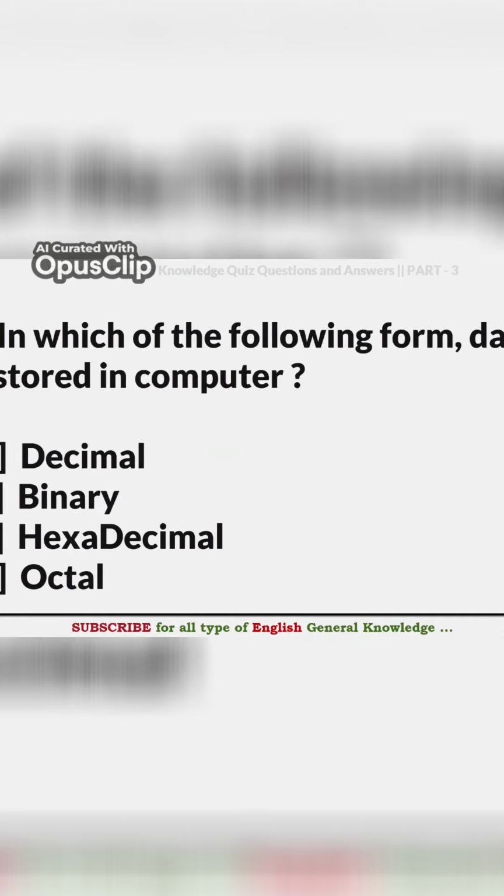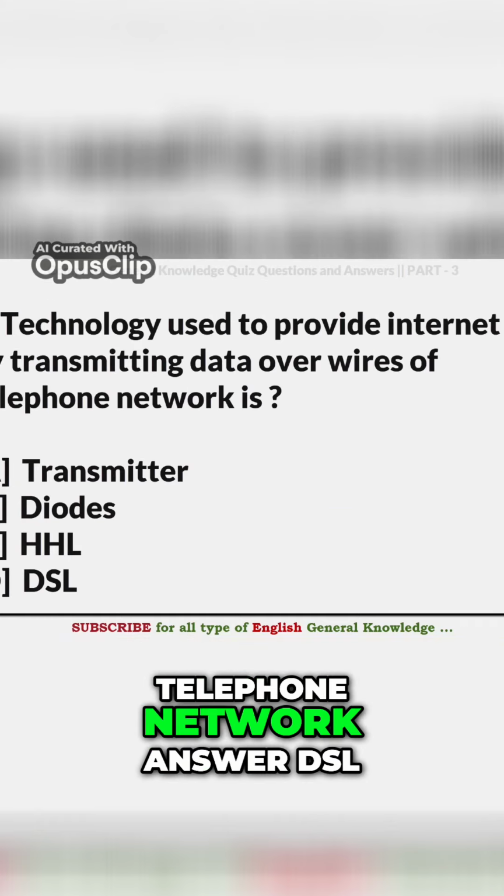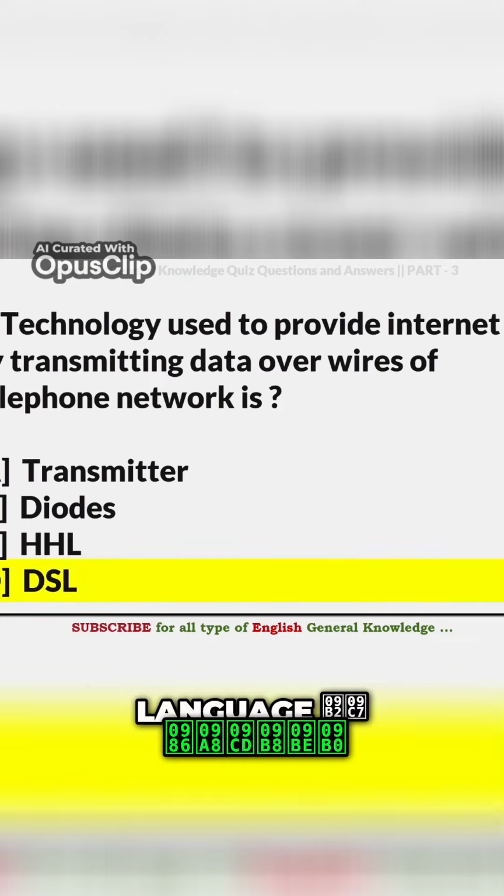In which of the following form data is stored in computer? Answer B. Binary. Technology used to provide internet transmitting data over wires of telephone network is? Answer D. DSL.